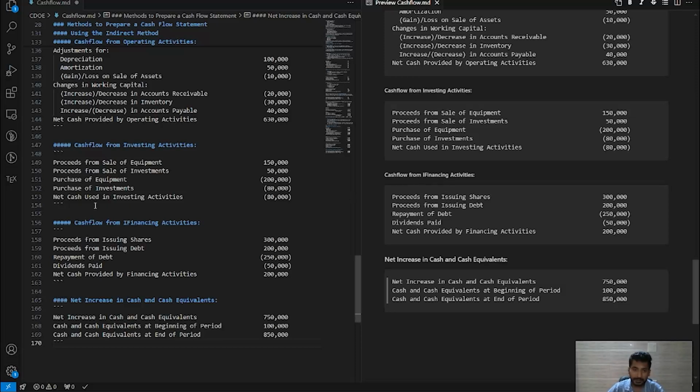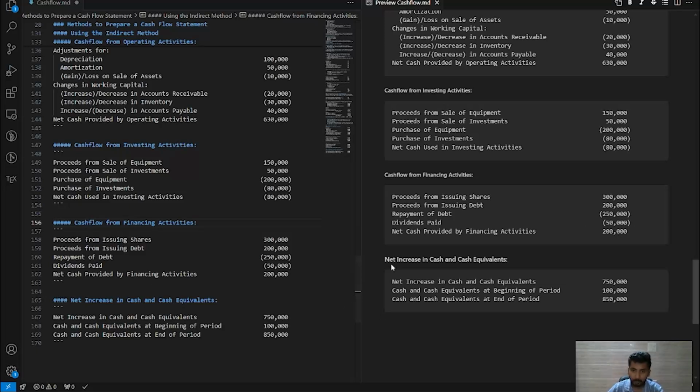Now, the cash flow from financing activities. Proceeds from issuing shares, 3 lakhs. Proceeds from issuing debt is rupees 2 lakhs. Repayment of debt is rupees 2 lakh 50,000. Dividends paid is rupees 50,000. So the net cash flow provided by financing activities would be this one.